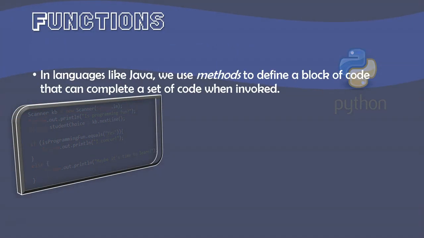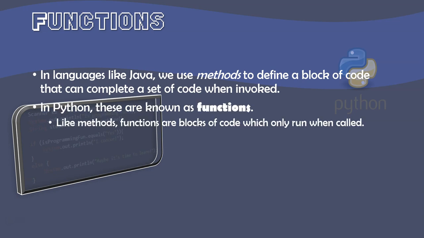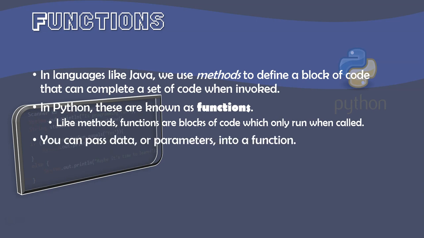Well, in languages like Java, we are familiar with these being called methods. And these methods, of course, define a block of code that is executed when it's been invoked. In Python, though, we don't call these methods. We call these functions. And very much like methods, functions are going to be those same blocks of code which will only run when called.